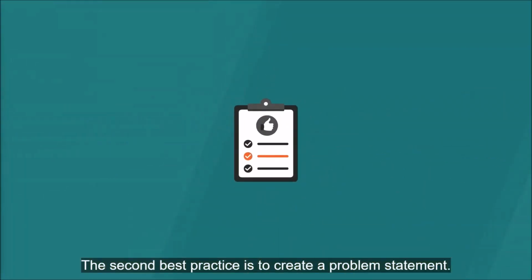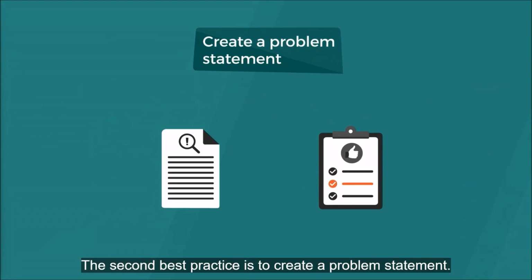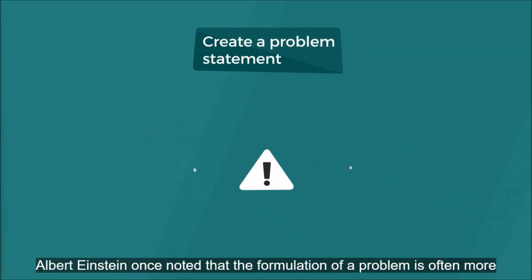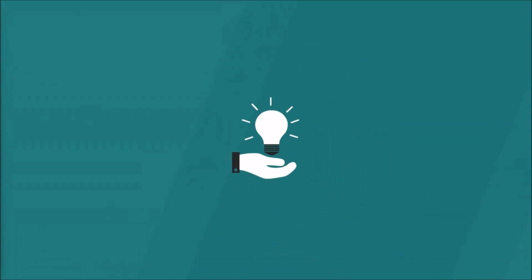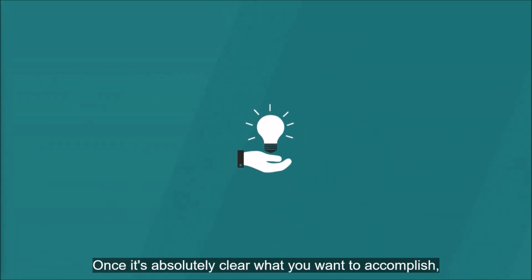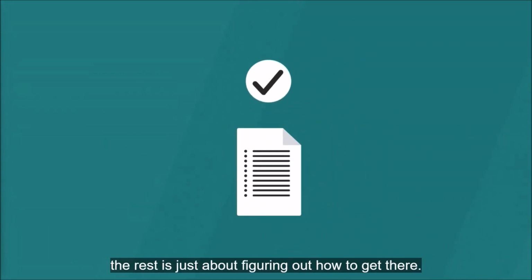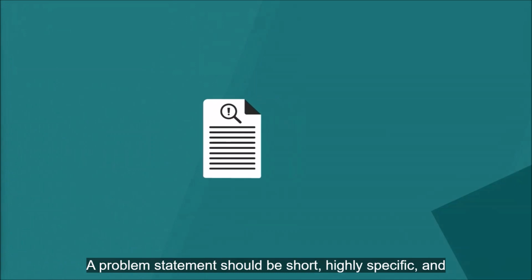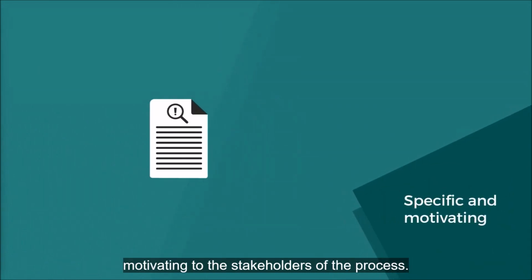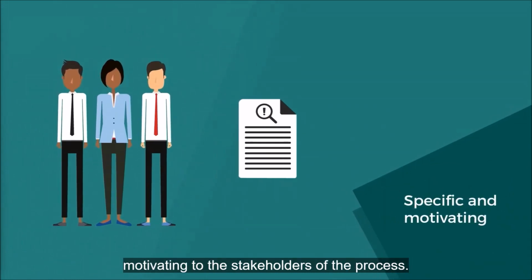A second best practice is to create a problem statement. Albert Einstein once noted that the formulation of a problem is often more essential than its solution. Once it's absolutely clear what you want to accomplish, the rest is just about figuring out how to get there. A problem statement should be short, highly specific, and motivating to the stakeholders of the process.